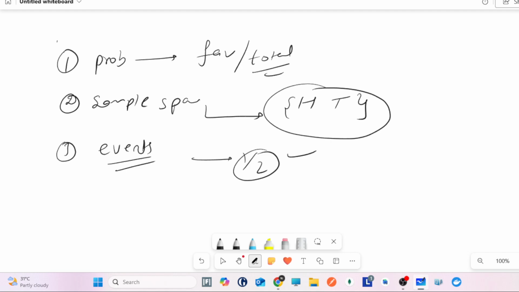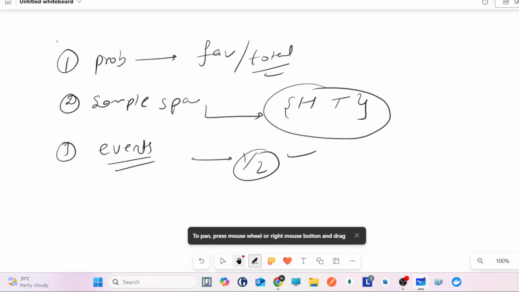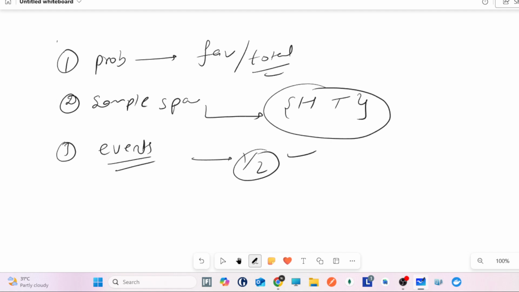And the fourth concept that we did yesterday is union and intersection, right?